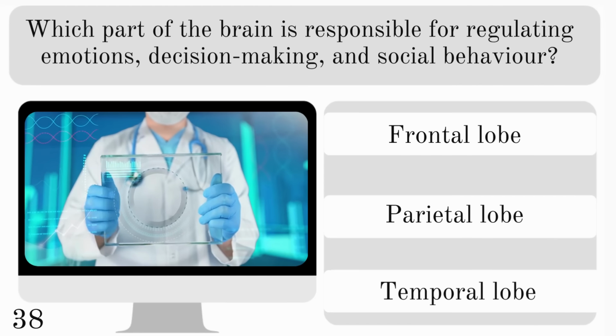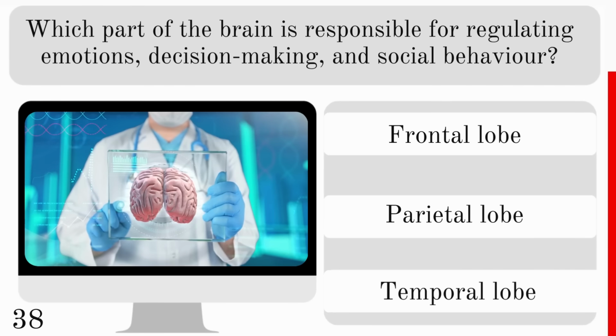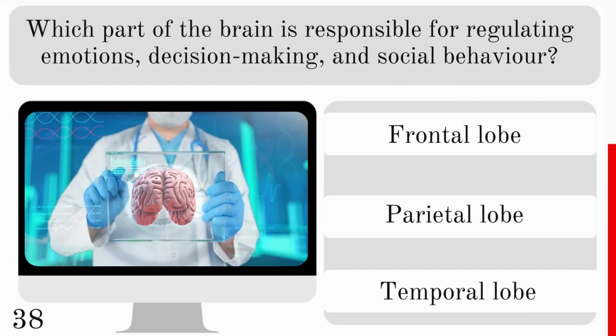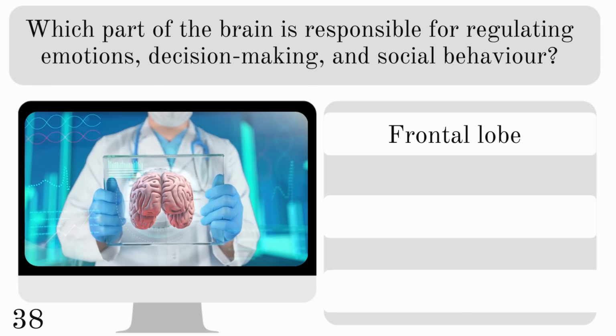Which part of the brain is responsible for regulating emotions, decision making, and social behaviour? The frontal, parietal, or temporal lobe? And the answer for that one, the frontal lobe.